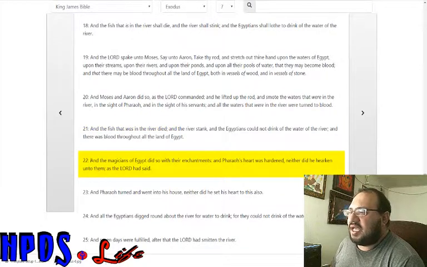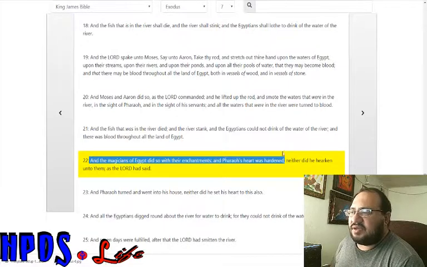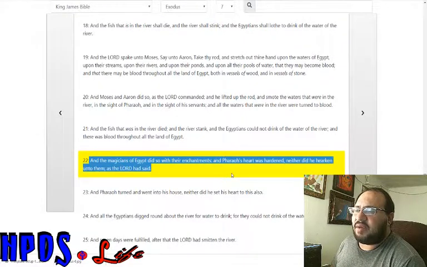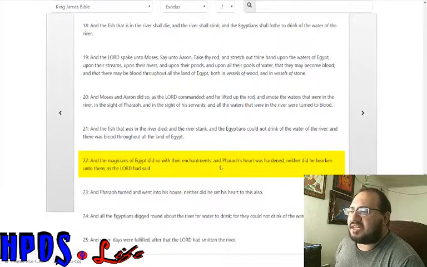And of course, here come the magicians again, and they did so with their enchantments. So they came and said, oh, that's not really a big deal. We could do it too. So they come, and somehow they started turning water into blood, just like another little magic trick.